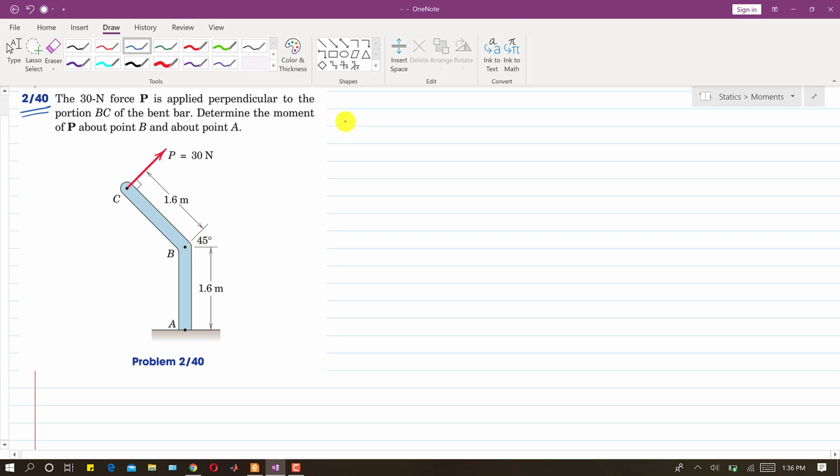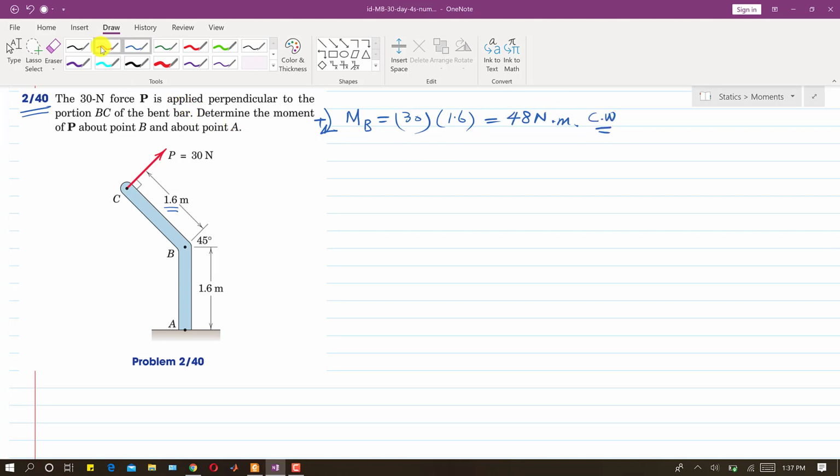The moment about point B is equal to the force, that is 30 Newton, times the perpendicular distance from point B. This is the perpendicular distance, which is directly given, so it will be 30 into 1.6. This gives us the moment about point B, which comes out to be 48 Newton meters. This moment about point B is clockwise. Let's suppose the clockwise direction is positive, so it will be a positive clockwise moment.